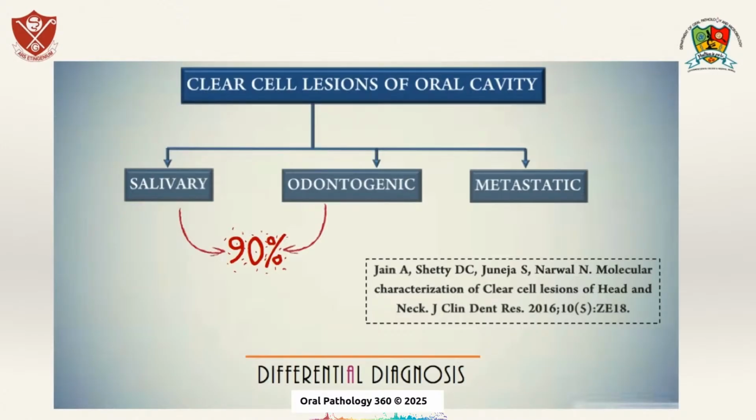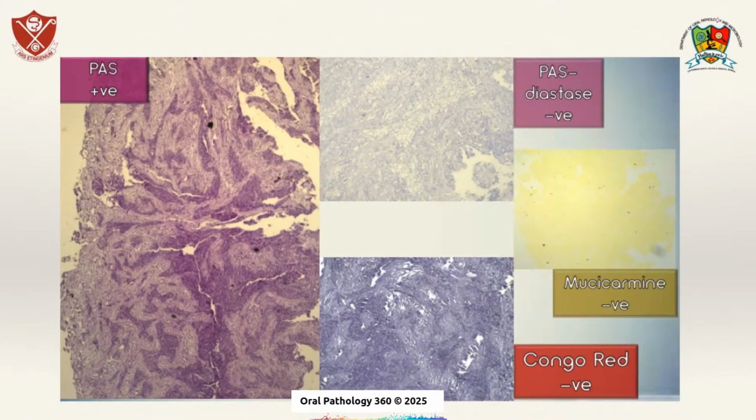So, which clear cell lesion could it be? Because 90% of the clear cell lesions of the oral cavity either originate from the salivary gland tissue or from the odontogenic apparatus, and a few could be metastatic. So first we did histochemical stains. Periodic acid-Schiff stain was done, which was positive, but it became negative on diastase. So it was PAS diastase negative. We did mucicarmine to rule out whether it is a mucinous material, but it was negative. We did Congo red to rule out whether it is an amyloid-like material, but again it was negative.